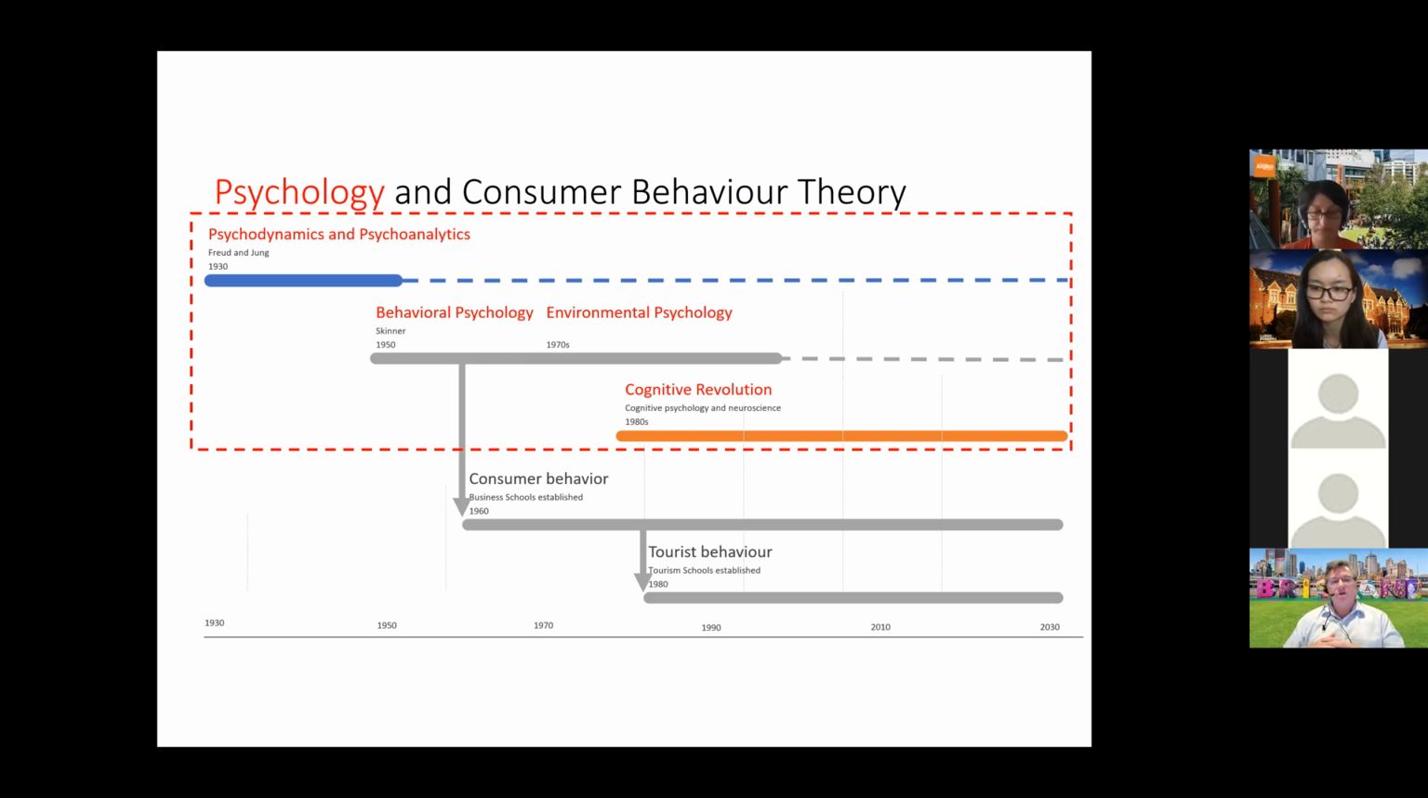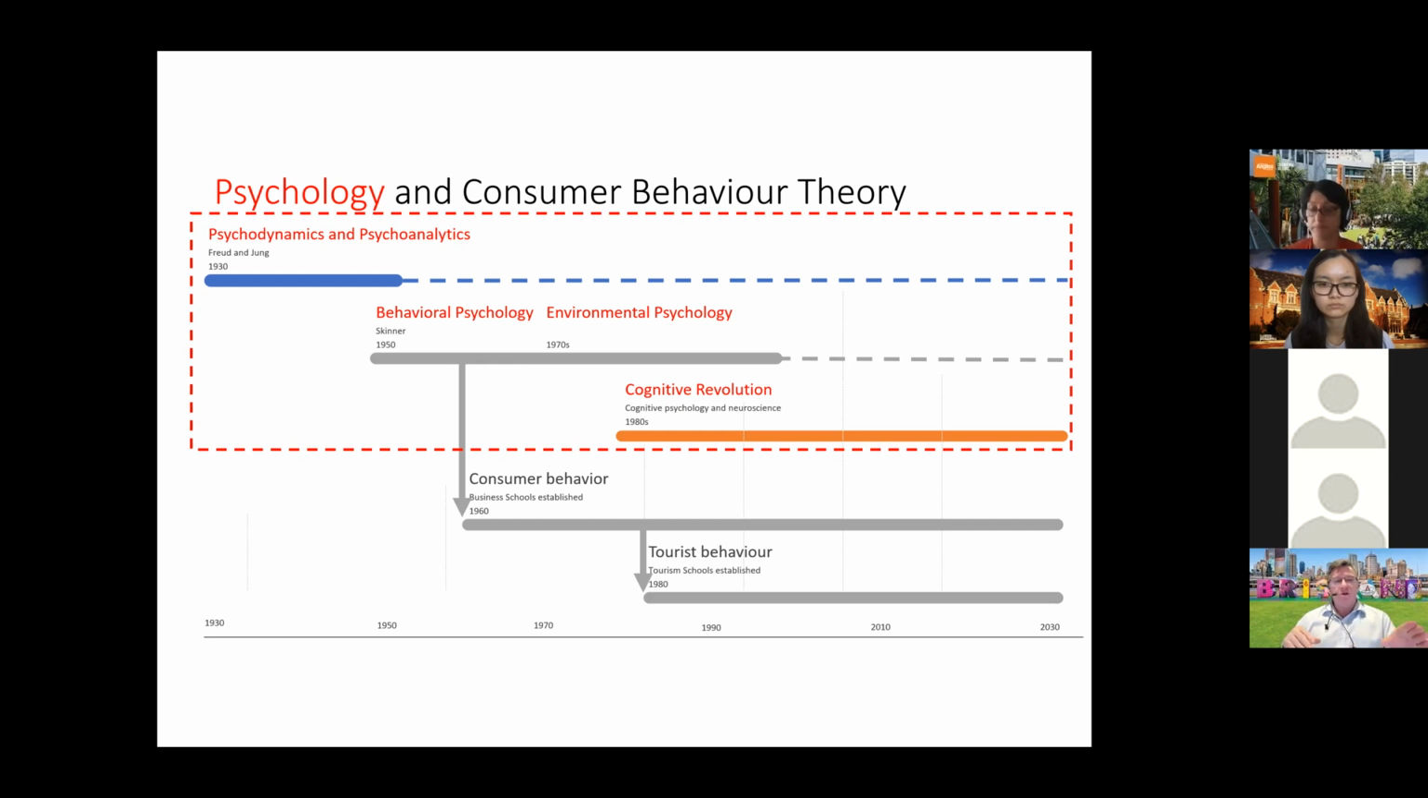The first one was from the 1930s. That was Freud, psychodynamics and psychoanalytics. Then the psychologists moved on to behavioral psychology. And then most recently, from about the 1980s, there's been this cognitive revolution about how our brain works.